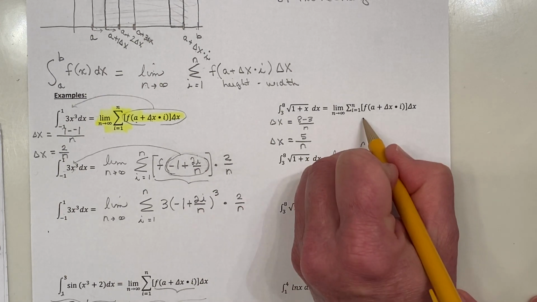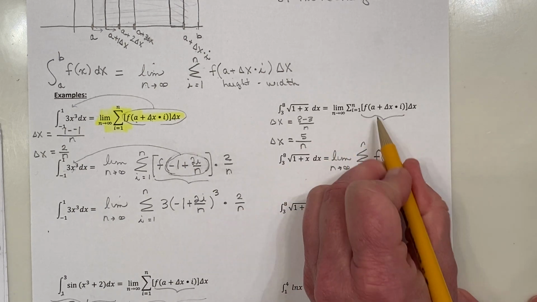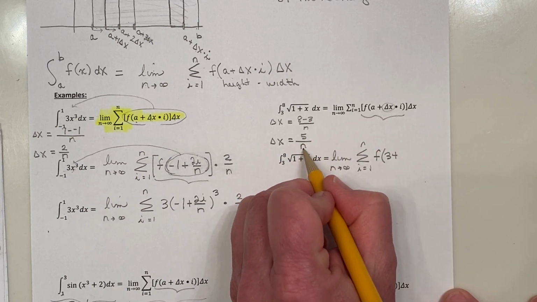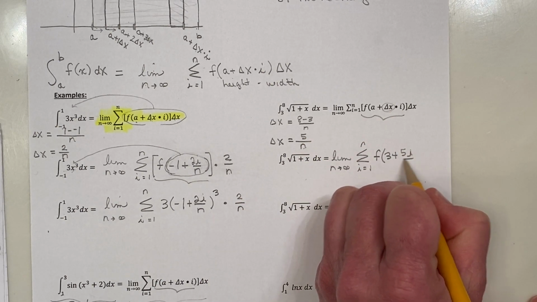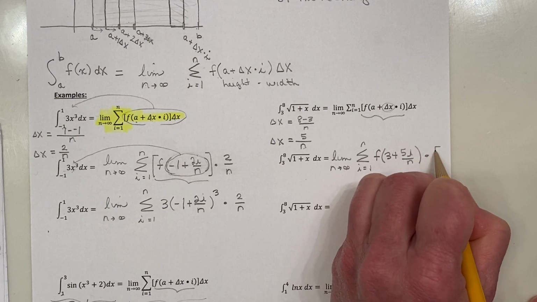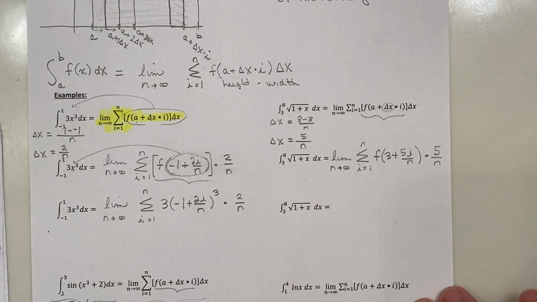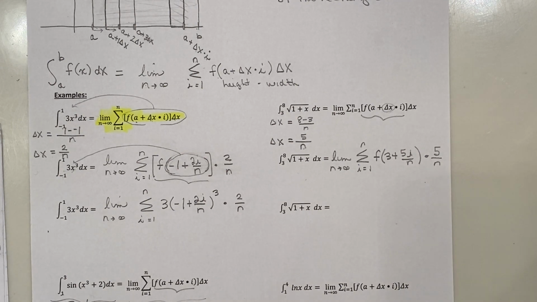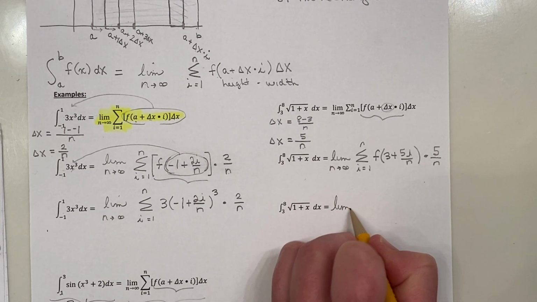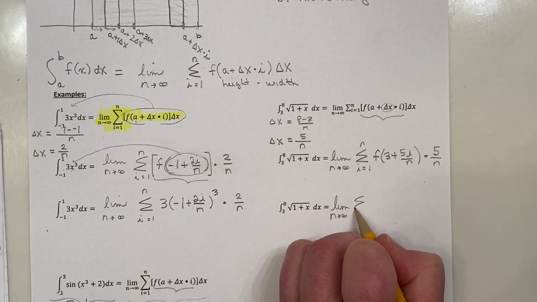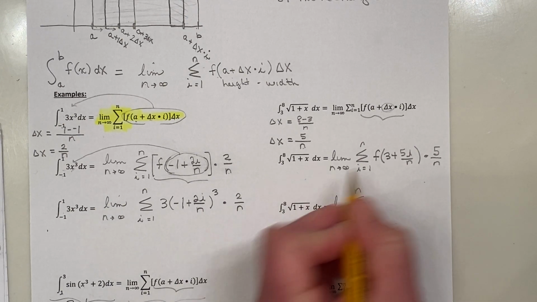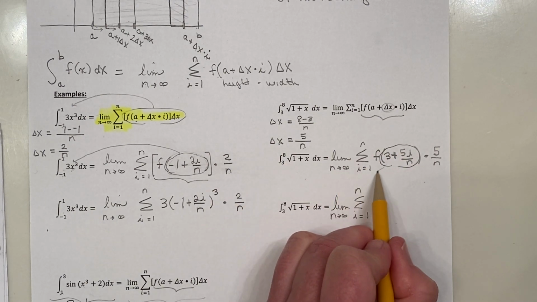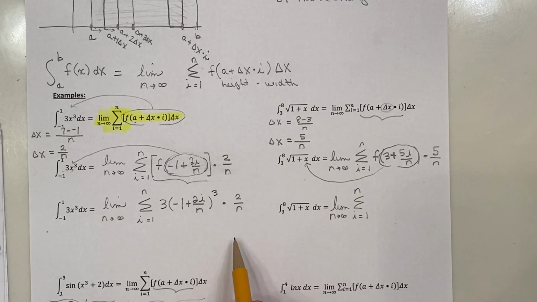All right, let's customize this formula. So what's the height? Well, our a is 3 plus our delta x, which is 5 over n, times i, 5i over n, times delta x again, which is just 5 over n. Not 5i over n, just 5 over n. Okay, there's a plus here. So this is our new x value, our input value that goes in for this x right here.